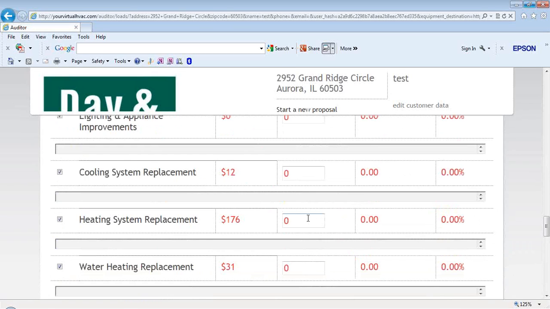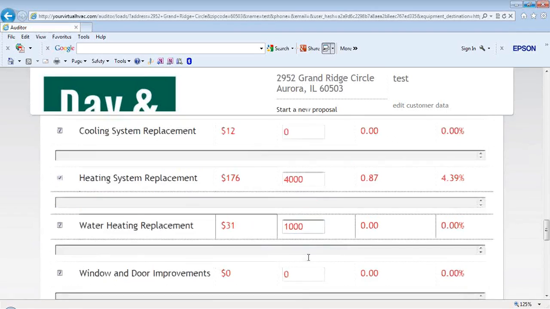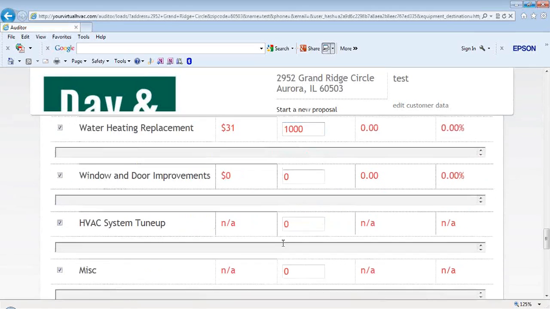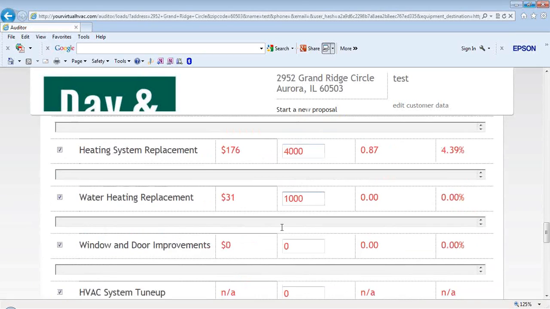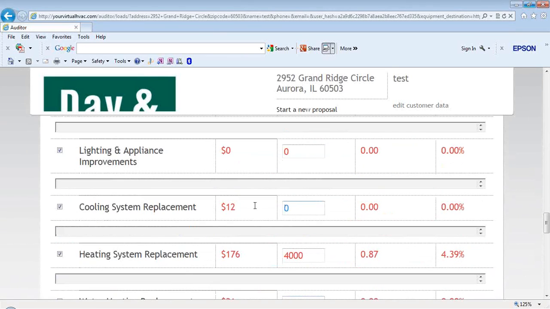The heating system, let's say that cost me, I don't know, $4,000 to put the new furnace in. The water heater, let's say it cost me $1,000. And I'm just making up numbers, guys, so don't get mad at me if these aren't what you would normally charge. I didn't pick that one, I didn't pick that one, I didn't pick that one. Where's my cooling system? So the cooling system, let's say it's another $1,500 to change out the condensing unit.